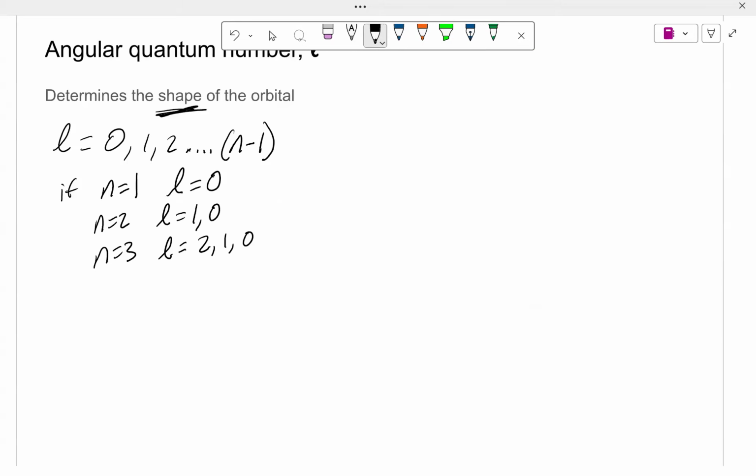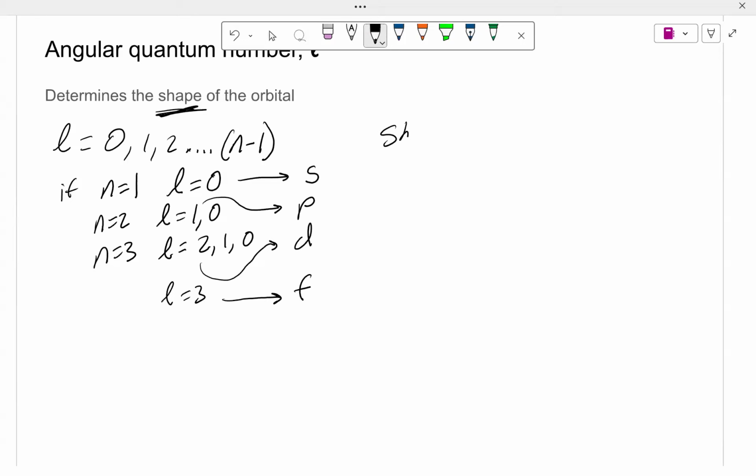Now, to describe these shapes, what we're going to do is take those numbers for L and assign them a letter. 0 represents the letter S. 1 represents the letter P. 2 represents the letter D. And if L is 3, that represents the letter F. Don't need to worry about going any higher than that. That's outside of the focus of this class.